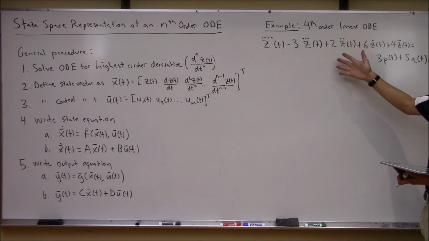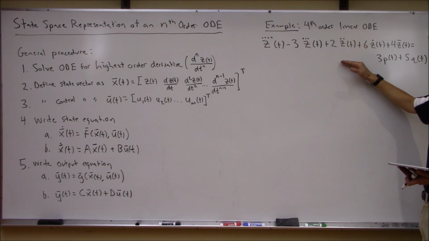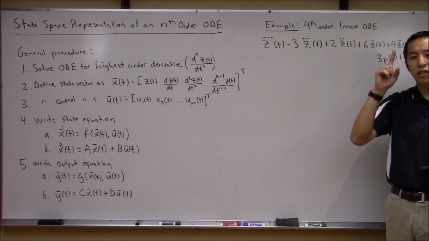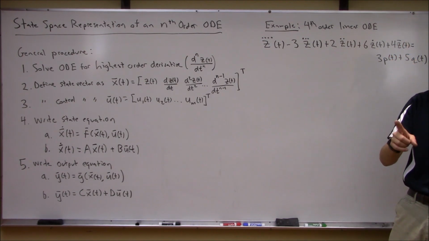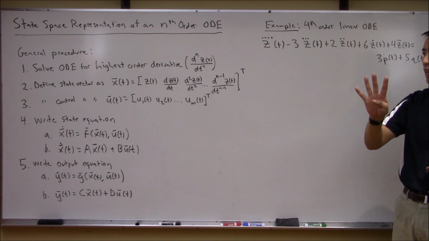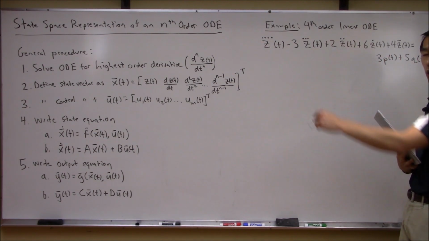So the question is, you've got this 4th order differential equation. How do I turn this into a system of 1st order differential equations? In other words, how do I turn this into a states-based representation which has 4 states in it, right? Okay, so let's just walk through our procedure.